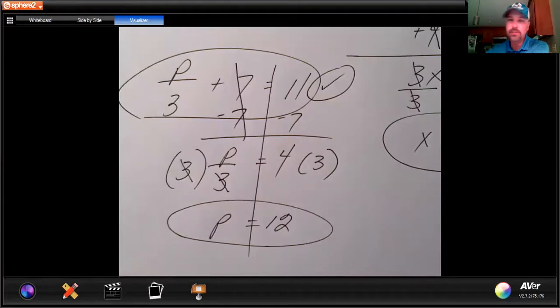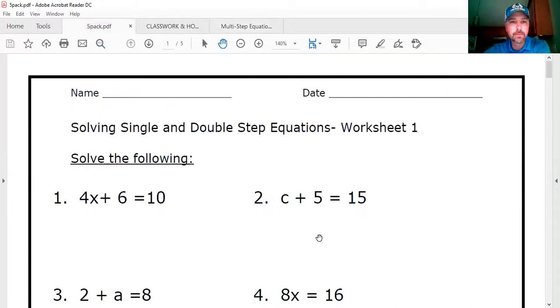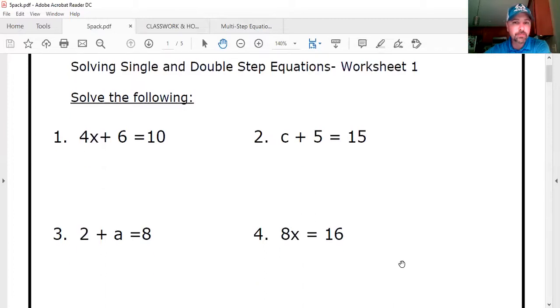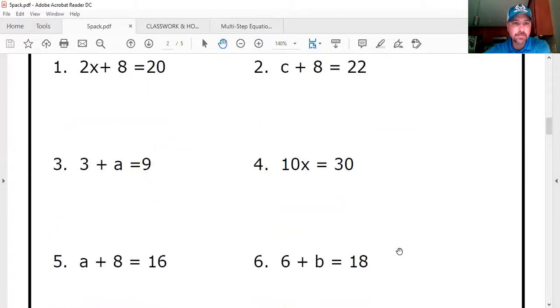Okay. So let's go look at some of the worksheets that I sent here. Let's start with this one. I'm going to send you this worksheet, and it's a mixture of one-step and two-step equations. I don't see any negatives here. It looks like they're all positives.